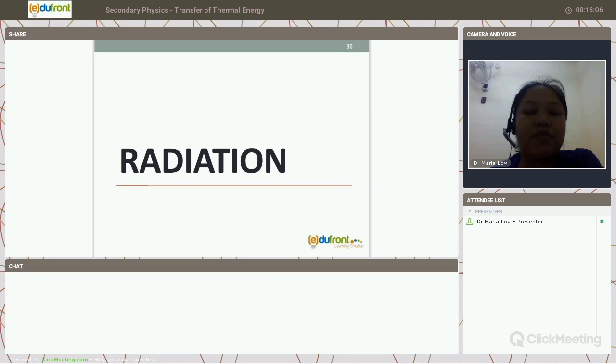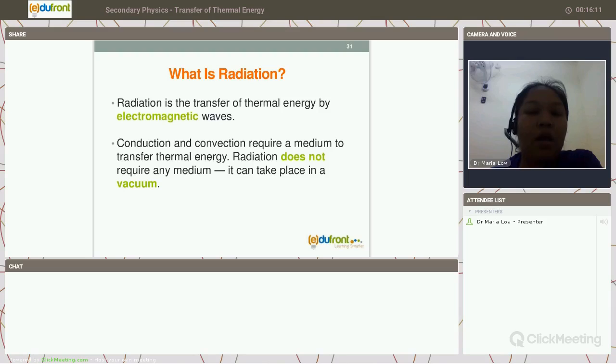The kind of heat transfer that we are going to refer to is called radiation. So what exactly is radiation? Radiation is the transfer of thermal energy by electromagnetic waves. As we have seen earlier on, in conduction and convection, we require a medium to transfer thermal energy, but radiation does not require any medium at all. It can also take place in a vacuum.